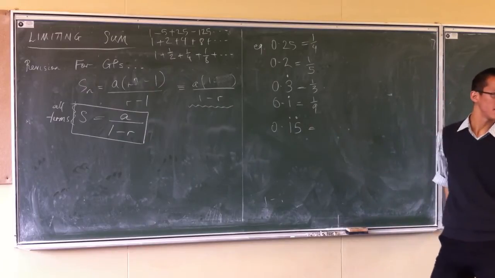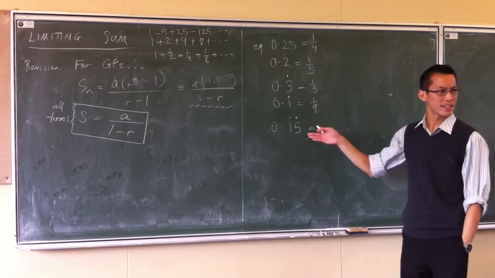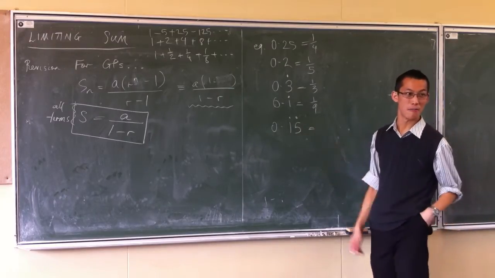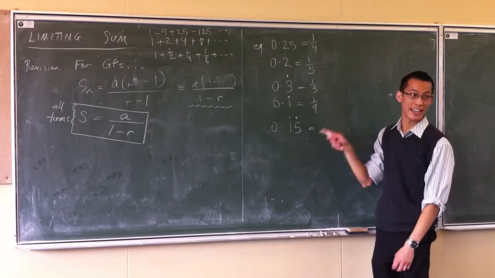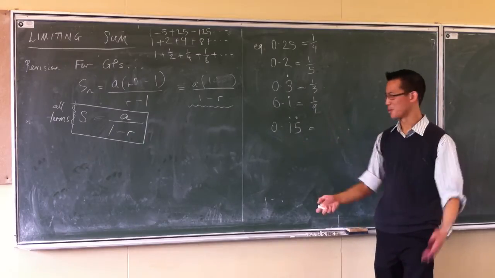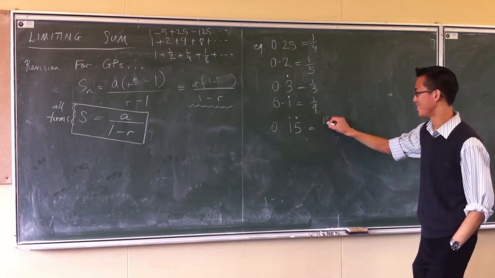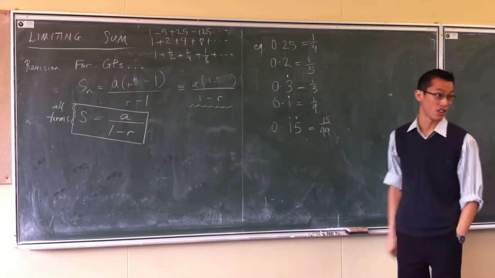Does anyone remember? This is year 7. What do we call these? These have a name. They're decimal values, and they recur. They go again and again. So we call them recurring decimals. What's it equal to? Does anyone remember? Get your calculator out. And for some reason, it's 15 over 99.